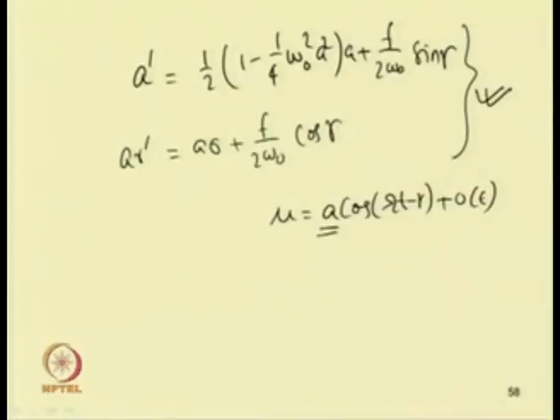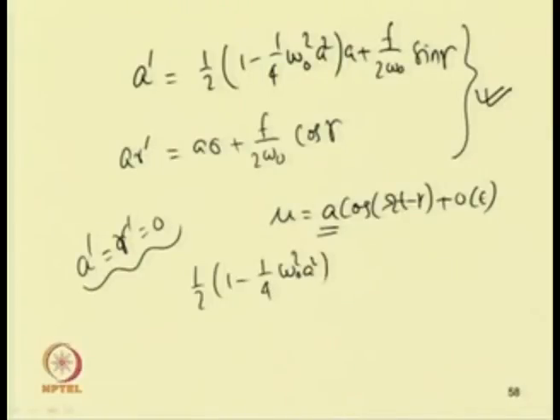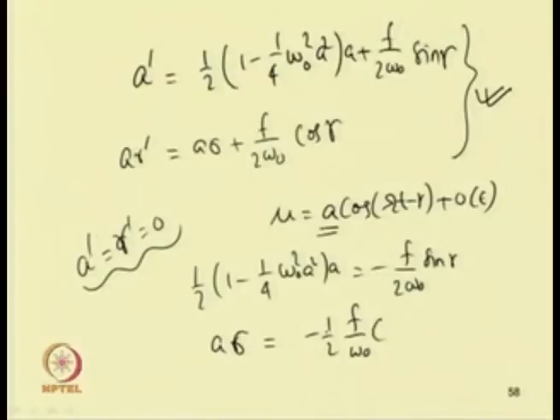So, by obtaining this response, one can plot the response of the system. Now one can see that for steady state response, a dash equals gamma dash equals 0. By putting a dash equal to gamma dash equal to 0 in this reduced equation, one can write half (1 minus 1 by 4 omega 0 square a square) into a will be equal to minus f by 2 omega 0 sin gamma, then a sigma equal to minus half f by omega 0 cos gamma.